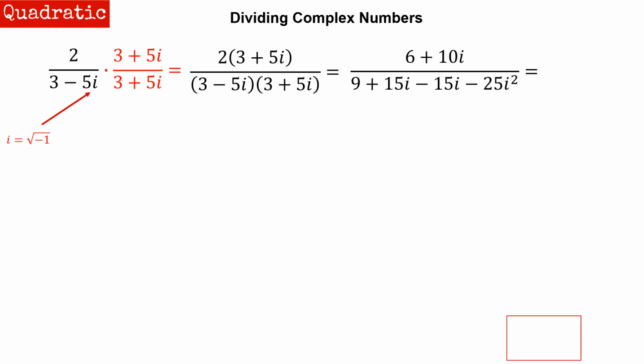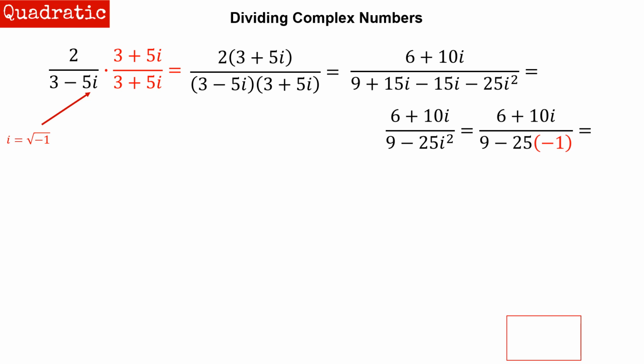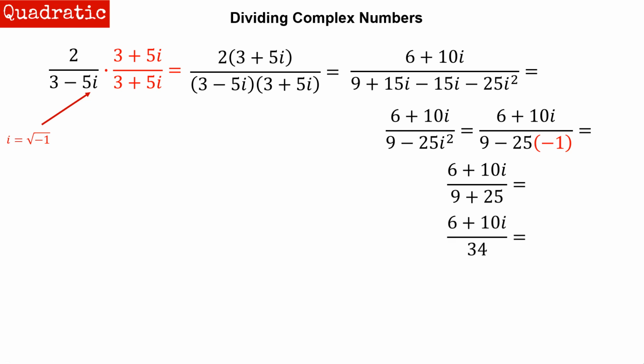Let's collect some like terms. 6 plus 10i are not like terms, so they stay the same. 15i minus 15i is 0. So that's how I ended up with 9 minus 25i squared. Yeah, we need to substitute -1 in for i squared. So that's going to give us 6 plus 10i over 9 plus 25. Let's simplify again. That's going to give us 6 plus 10i over 34.